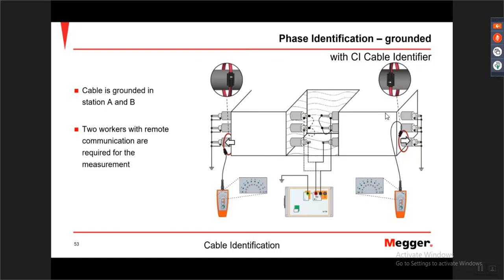With the CI cable identifier, the cable is grounded in station A and B. Two workers with remote communication are required for this measurement. Set the unit up to a midpoint with crossover connections. Either side, at each substation, it should prove what core is connected on the positive side. This will show green positive lights.